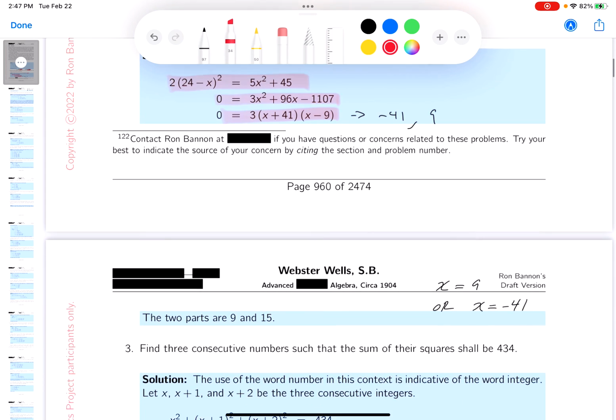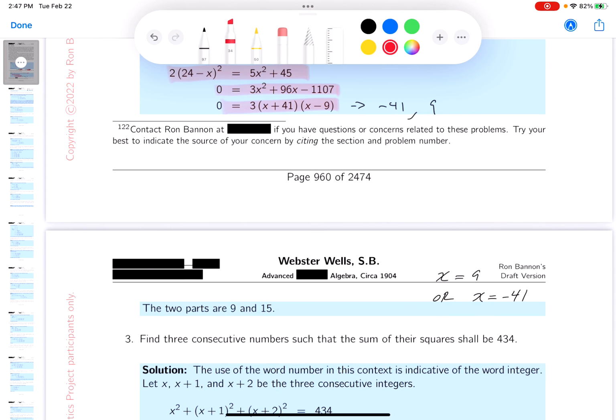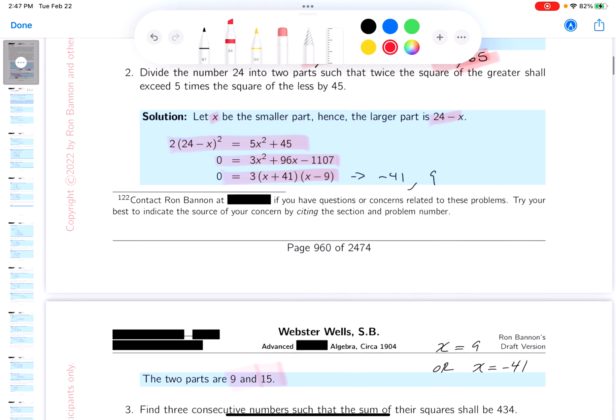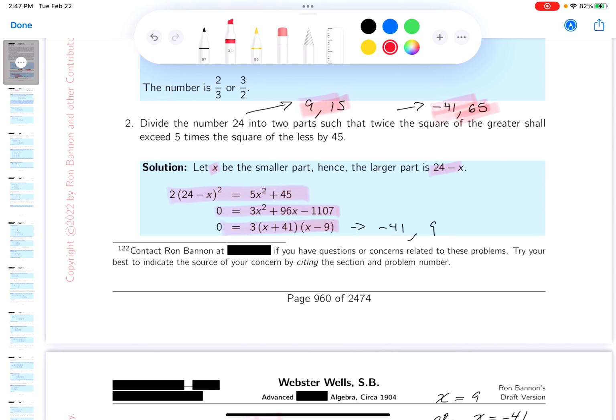All right? But again, the book is kind of a stickler on the language that's used commonly, and 9 and 15 would make most sense there. But again, these other answers also work out well too. All right? Thank you.